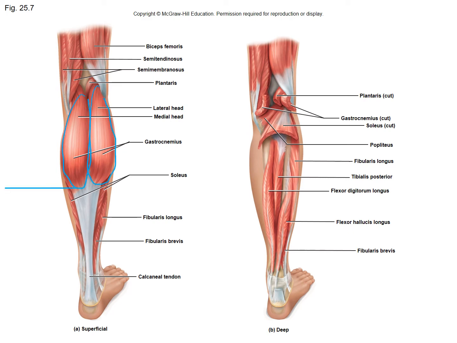Beautiful muscle, gastrocnemius, and have one common tendon here, calcaneal tendon, the biggest tendon in your body. You can actually touch it in your foot, the back of your foot. Fibularis longus and fibularis brevis.